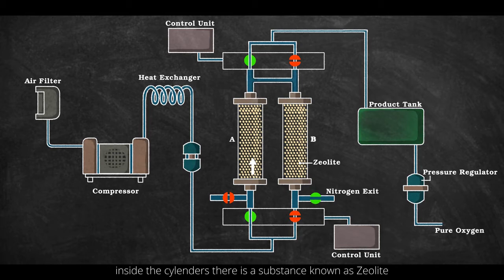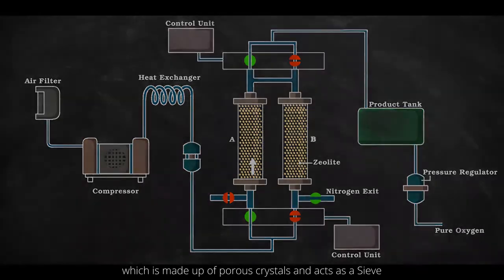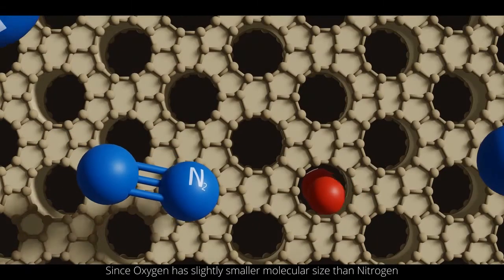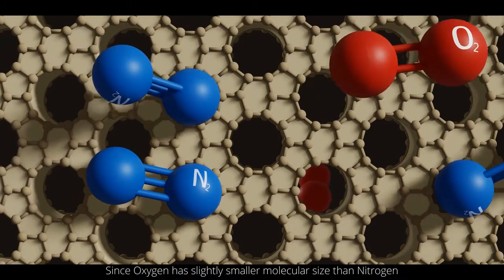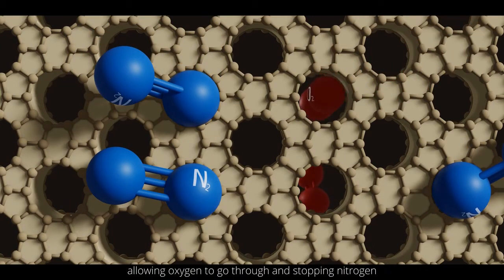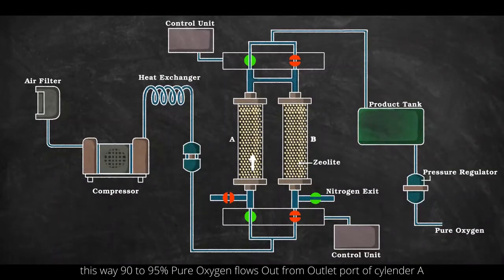Inside the cylinders, there is a substance known as zeolite, which is made up of porous crystals and acts as a sieve. Since oxygen has slightly smaller molecular size than nitrogen, it allows oxygen to go through and stops nitrogen. This way, 90 to 95% pure oxygen flows out from outlet port of cylinder A.